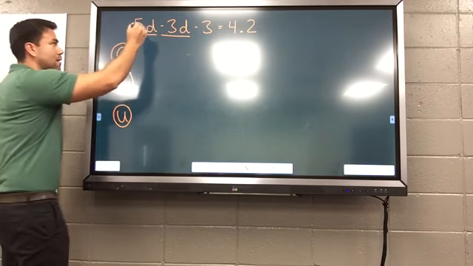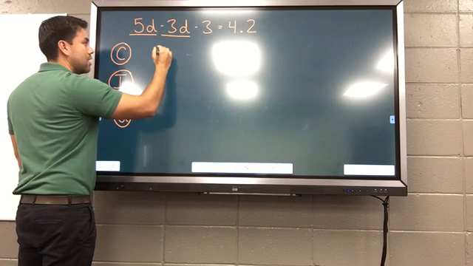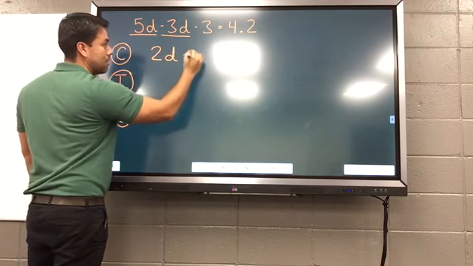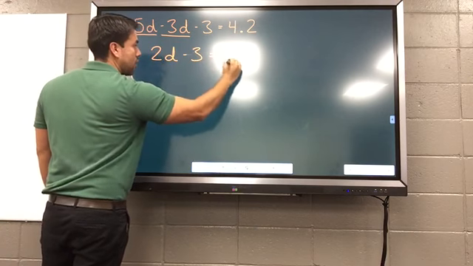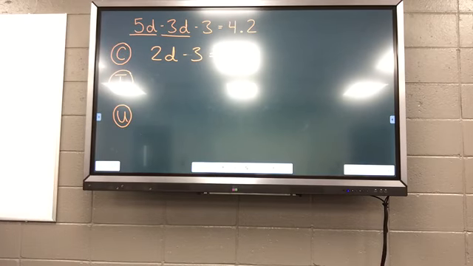Okay. How do I combine 5d and negative 3d, or what do I get? 2d. 2d, yes. Regardless of how you see it, you should get 2d minus 3 equals 4.2. That's what you should get. That's your first step. You just combine like terms, you're done. All right, what's step 1?